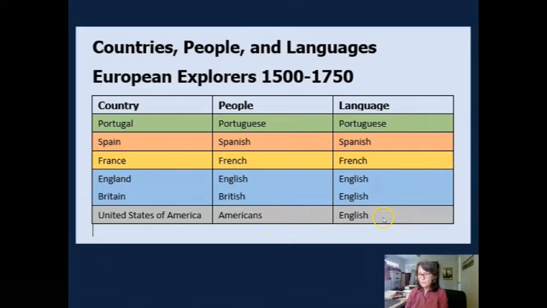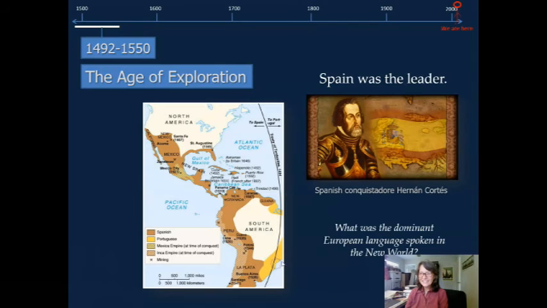And our language, of course, is English, which is why you're in my class, to learn English. Okay, but speaking of learning English, Spanish was here before English. So we're still in the age of exploration. Spain was the leader at the beginning of this period. And look where they got.